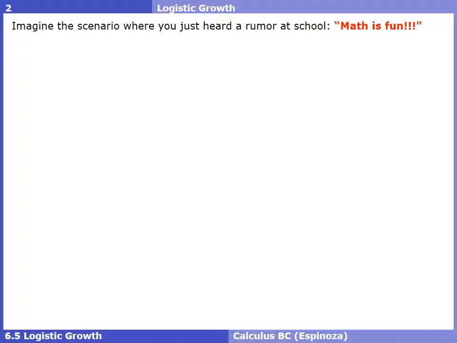So one of the common examples to start off the logistic growth discussion usually revolves around the spreading of a rumor. So imagine the scenario where you just heard a rumor at school that math is fun. A shocking rumor, I know, but we all know that's true. So let's imagine that scenario.